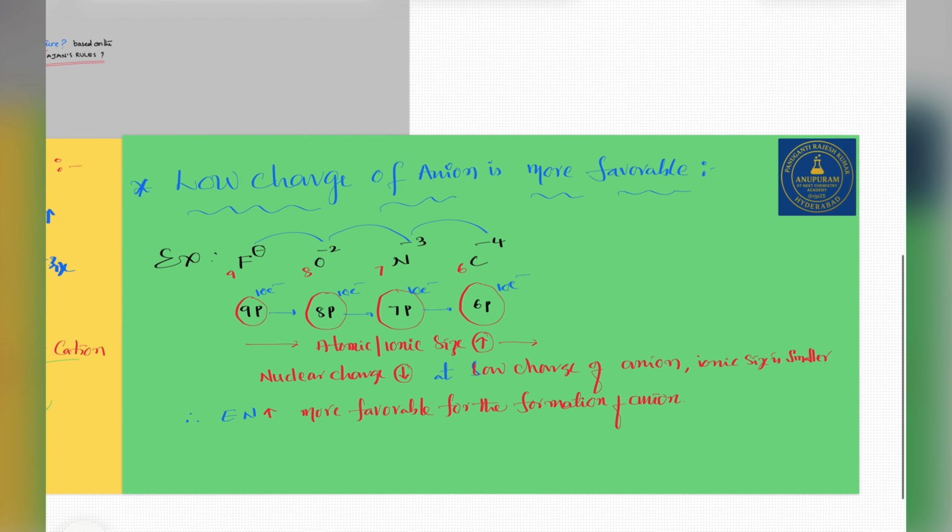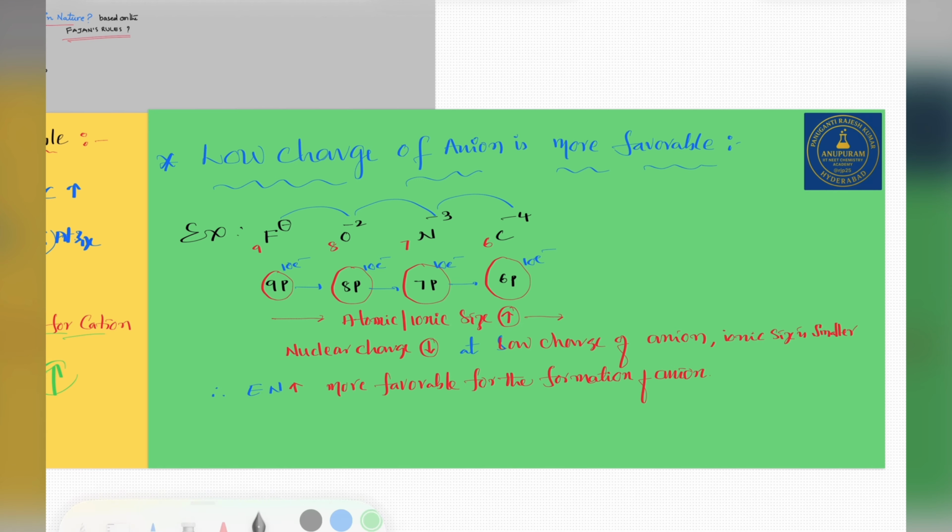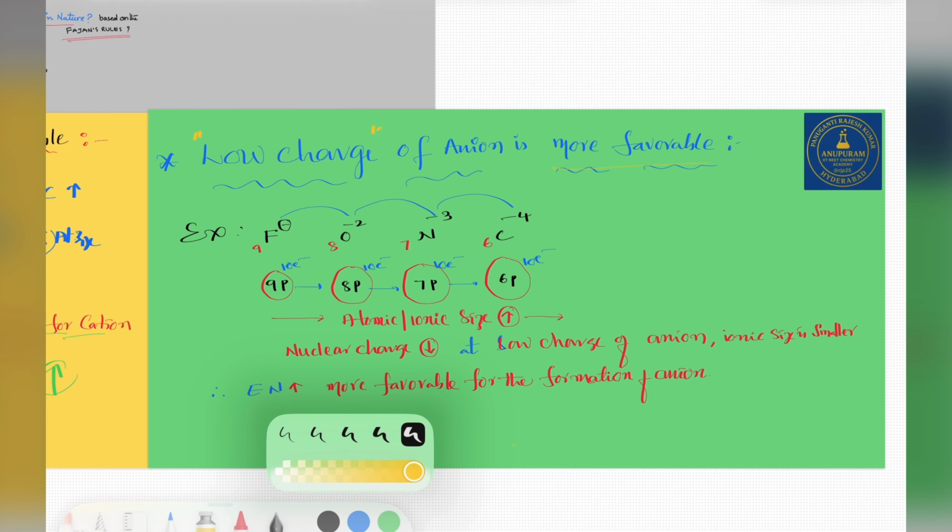Similarly, we'll go for anion also. We'll discuss anion. Why low charge of anion? Yes, for cation, low charge we can understand. What about anion, sir? Anion also low charge? Yes, that is also more favorable. All of you concentrate here. I'm taking different examples here: fluorine, oxygen, nitrogen, and carbon.